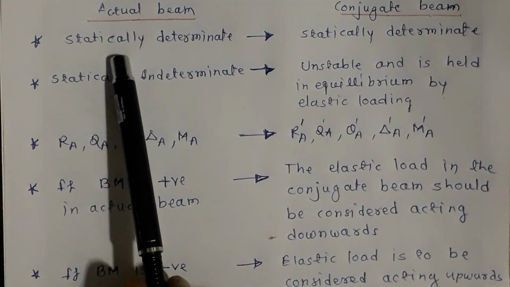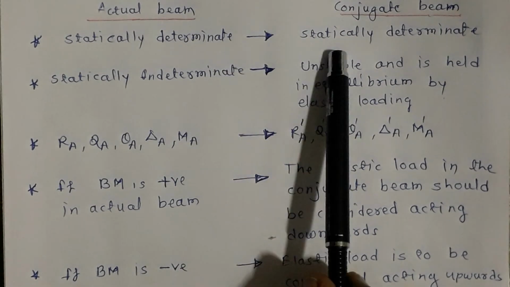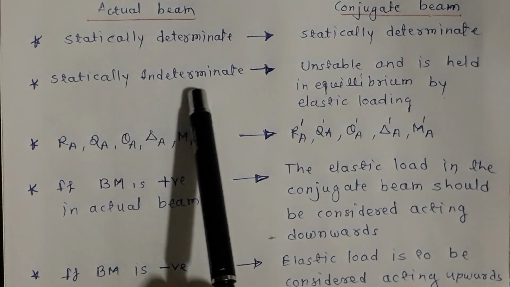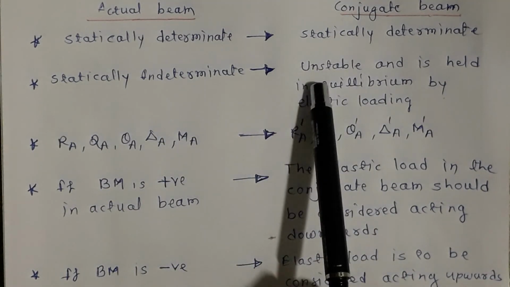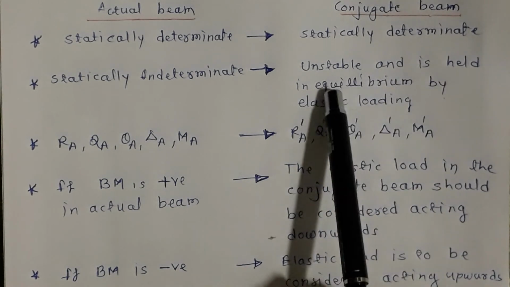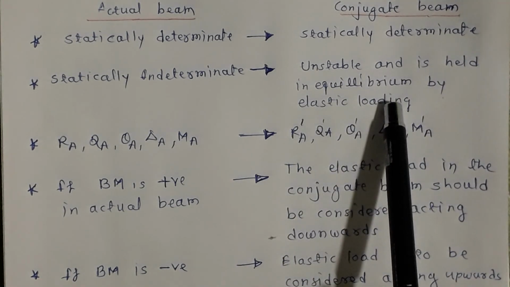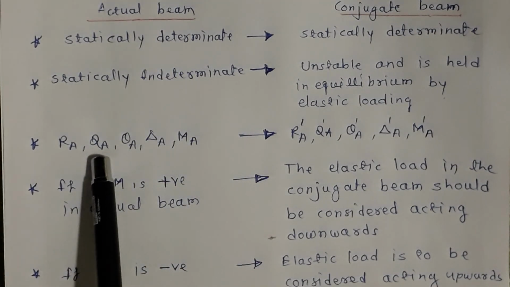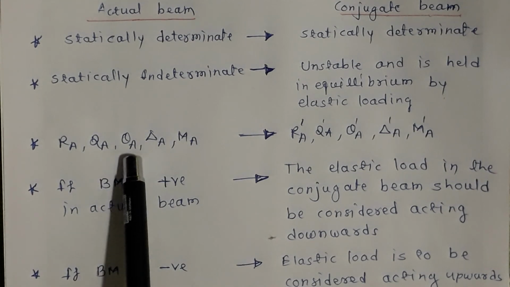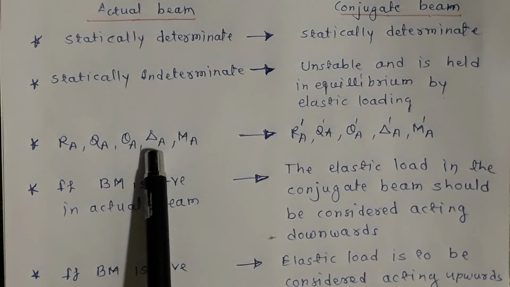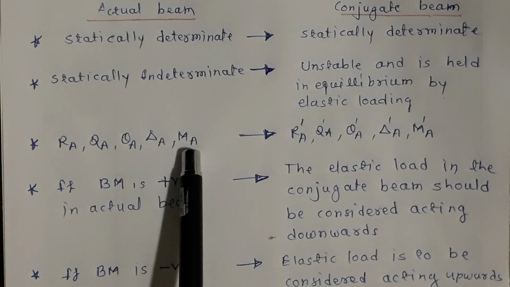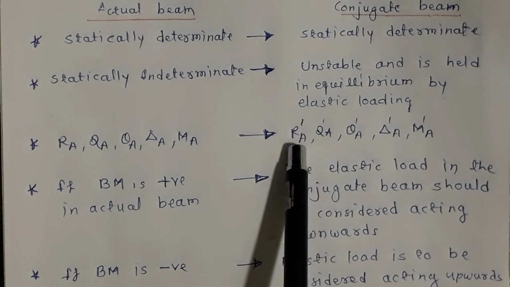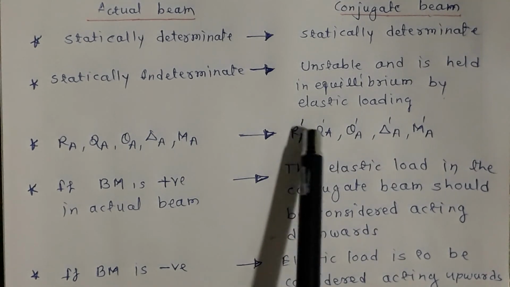Now, if actual beam is statically determinate, then conjugate beam is also statically determinate. If actual beam is statically indeterminate, then the conjugate beam is unstable and is held in equilibrium by elastic loading. If in case of actual beam, Ra is the reaction at A, Qa is the shear force at A, theta A is the slope at A, delta A is the deflection at A, and Ma is the bending moment at A, the corresponding values in conjugate beam are shown by means of a dash, means prime is used.